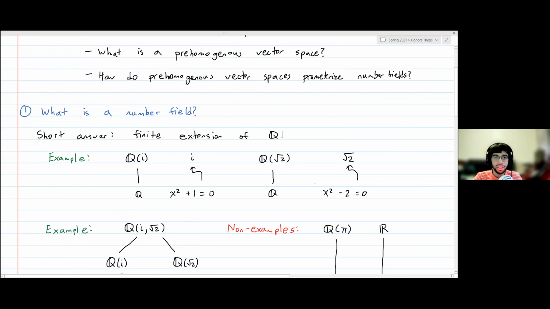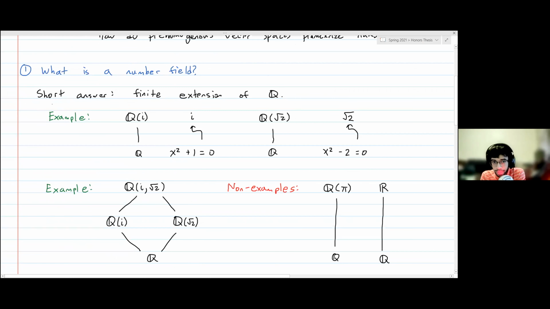So, first of all, what is a number field? The short answer is that a number field is an extension of Q. An example of this is Q adjoin i, which is a quadratic extension of Q. And what I mean by extension is you take your ground field Q and then you add to it a new element, say i, and i is the root of the polynomial x squared plus 1. So I'm extending Q by adding a new number that's not in Q. And this is a finite extension because it's the root of a polynomial.